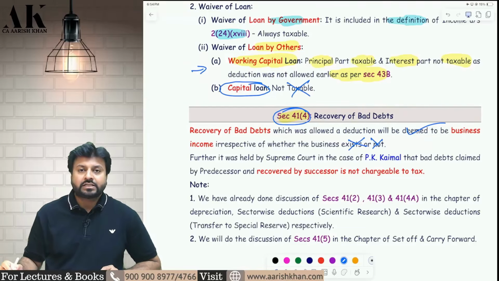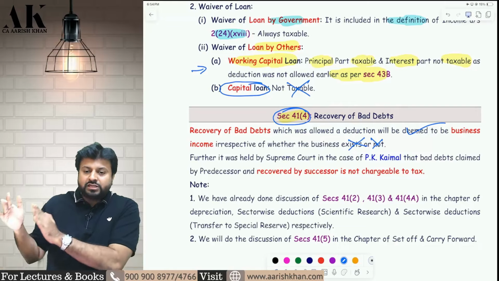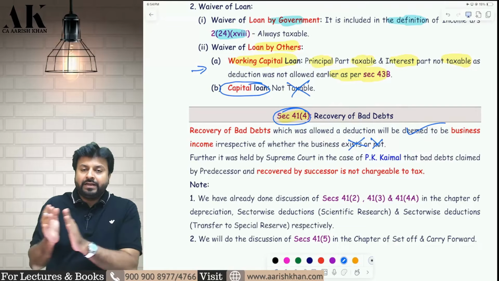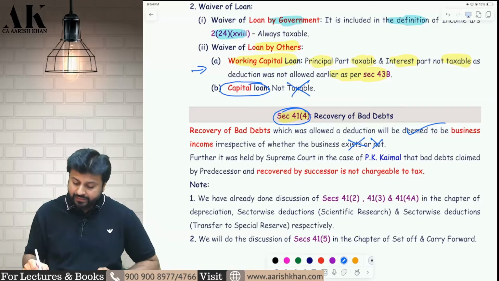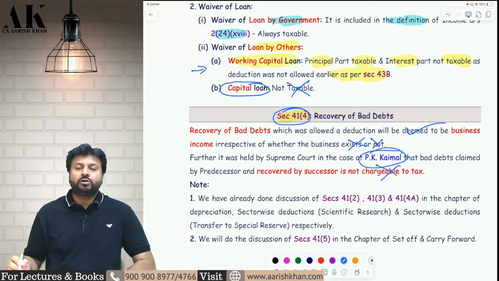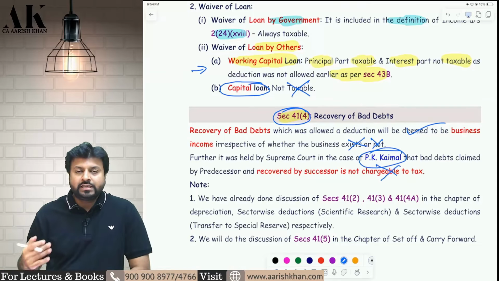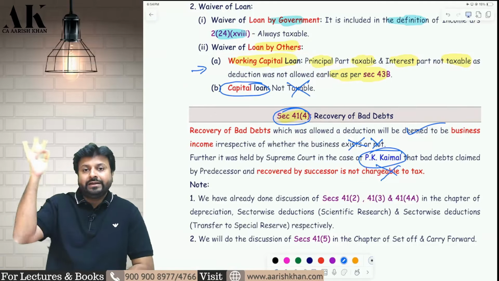And last but not least, if the deduction was claimed by the predecessor, that is the amalgamating company, and the recovery is done by the successor, then it is not taxable as per the PK Kamal Supreme Court judgment. Check it, please. So these are the two deemed incomes which we have done so far, and along with that we have done three deemed incomes earlier also.